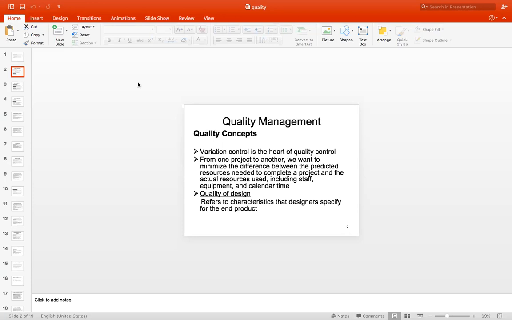So what do you mean by quality? Quality is something which is the heart of your project, right? Quality is the ultimate goal of your project. Whatever you do in your project, quality is the thing by which your project or your product is judged, right? So from one project to another, we want to minimize the difference between the predicted resources needed to complete a project and the actual resources used.